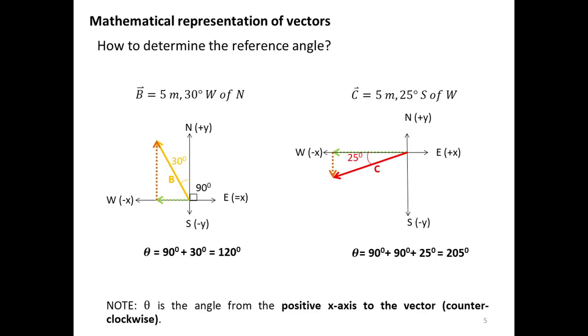Now, again, how do we determine the reference angle if we have vectors given here? So we have two examples, okay? Our first example, we call it vector B.